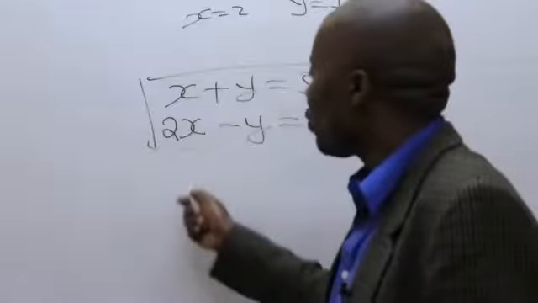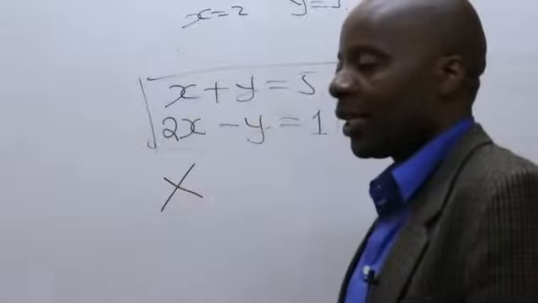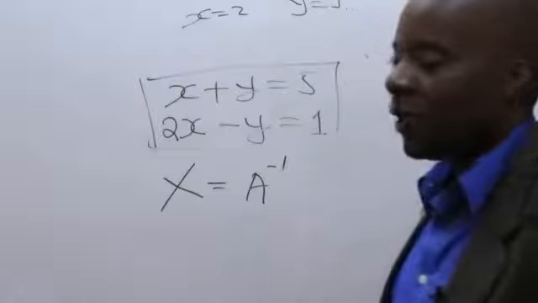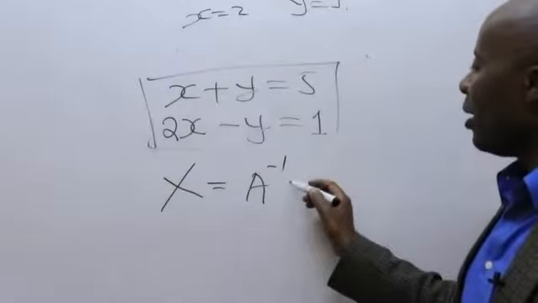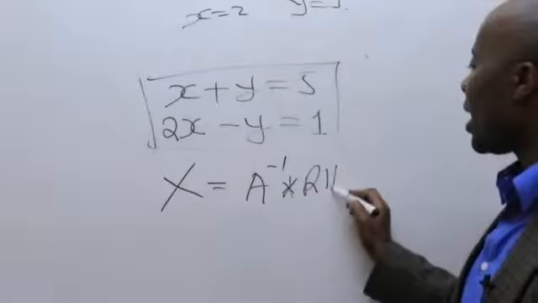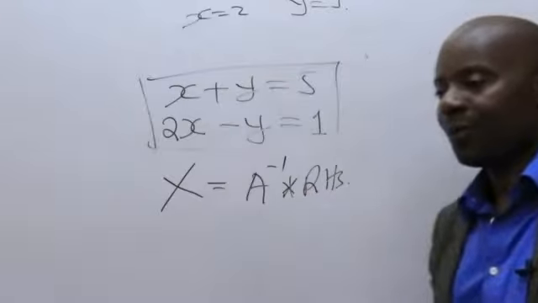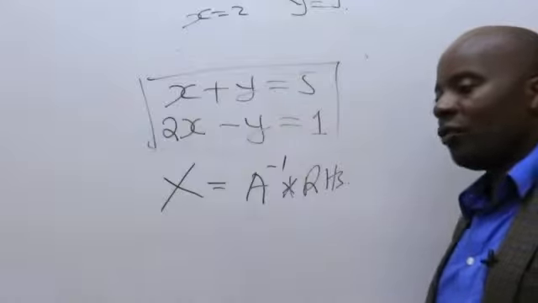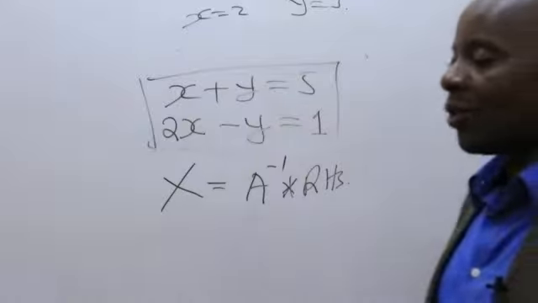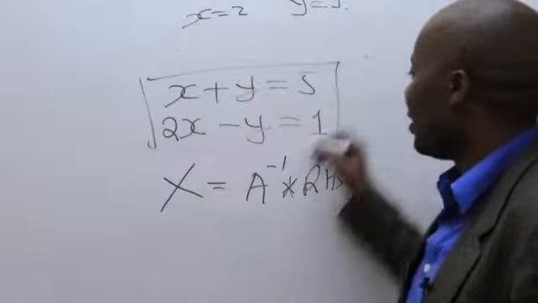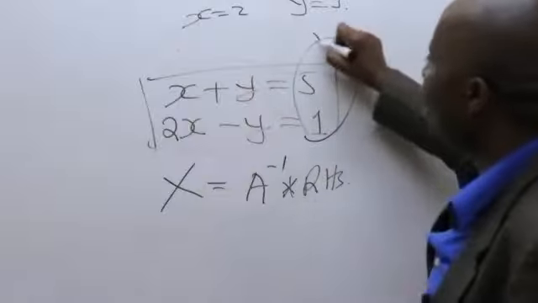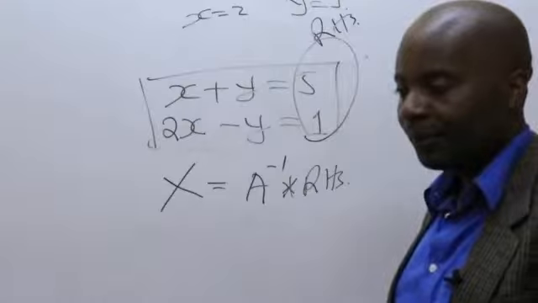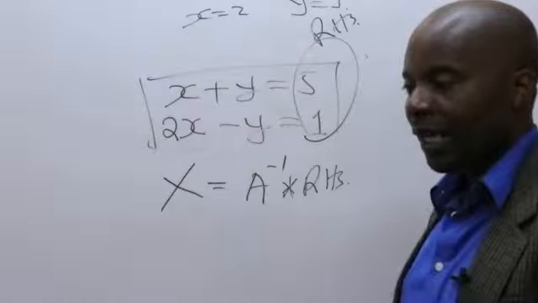Remember, for us to be able to get the unknowns, we normally take the inverse of A. The inverse of A multiplied by what here? The right-hand side values. The inverse of A multiplied by right-hand side values. Remember, these are the right-hand side values.